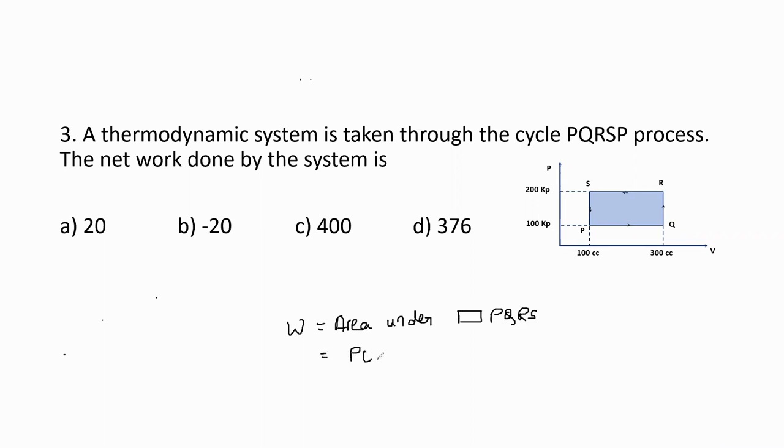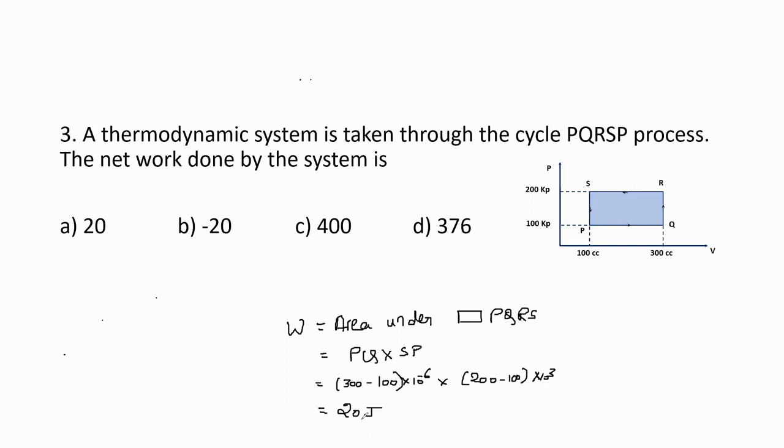So area of rectangle is given by length into breadth, that is PQ into SP, that is equal to 300 minus 100. You can see in the figure, that is PQ value I have written, into 10 raised to minus 6 as it is given in CC, into SP value. SP is 200 minus 100 into 10 raised to 3, which is equal to 20 joules. That is what the work done here.